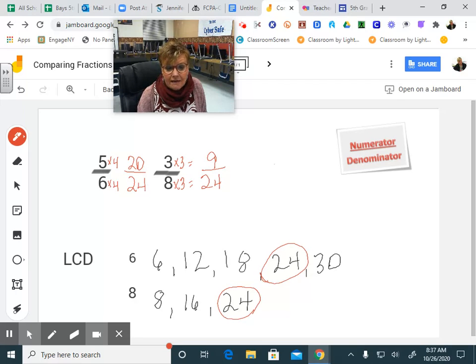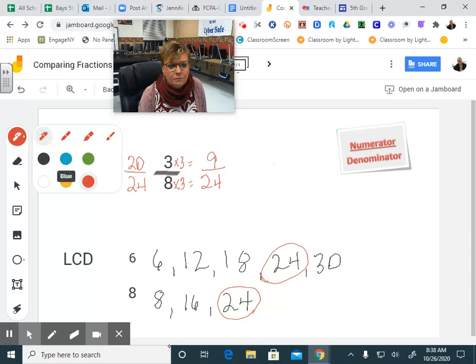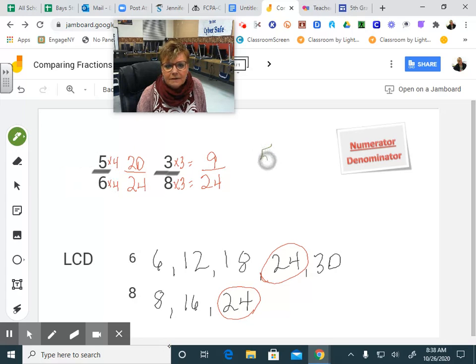Now that's easy because they have the same denominator. 20 is definitely more than 9. So that means this fraction is more than this fraction. So my answer then would be 5/6 is greater than 3/8.